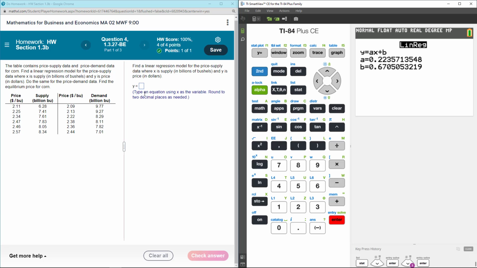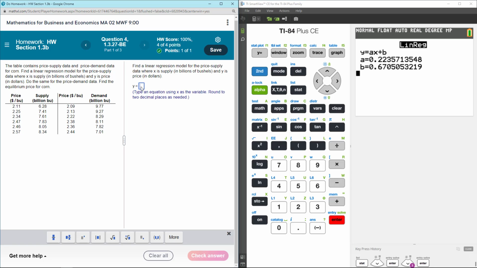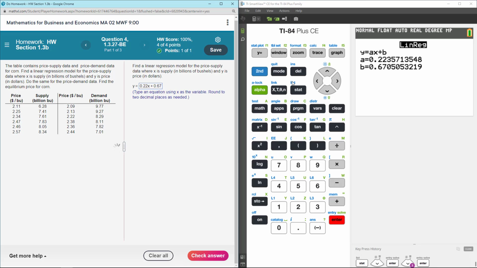Now notice that they want us to round to two decimal places as needed. So here we have for A, we have 0.223. That doesn't need to round. So we can write that as 0.22 times X. And then the B value is 0.670, so that's just plus 0.67, and that should be it. There we go.